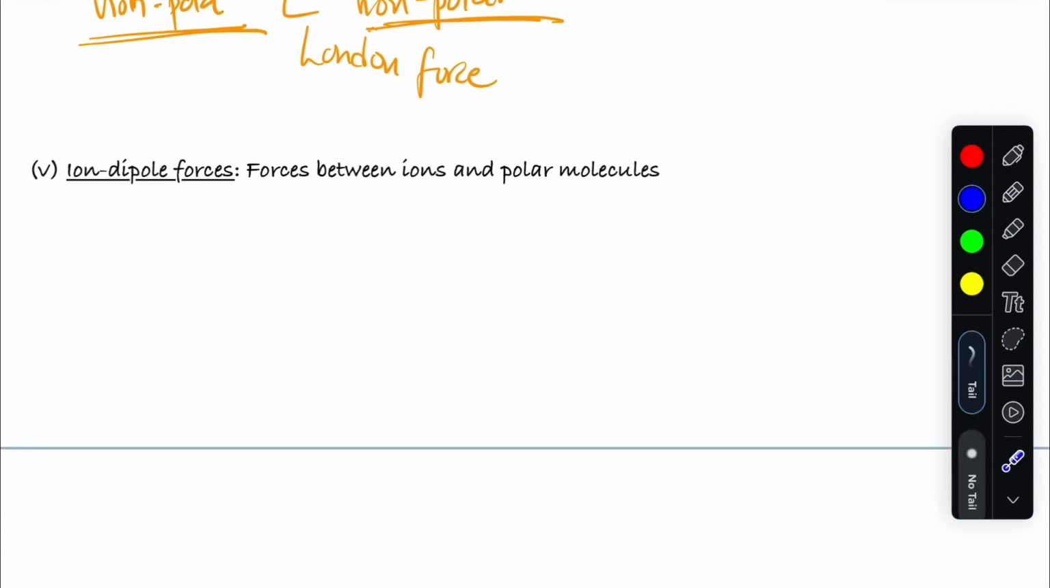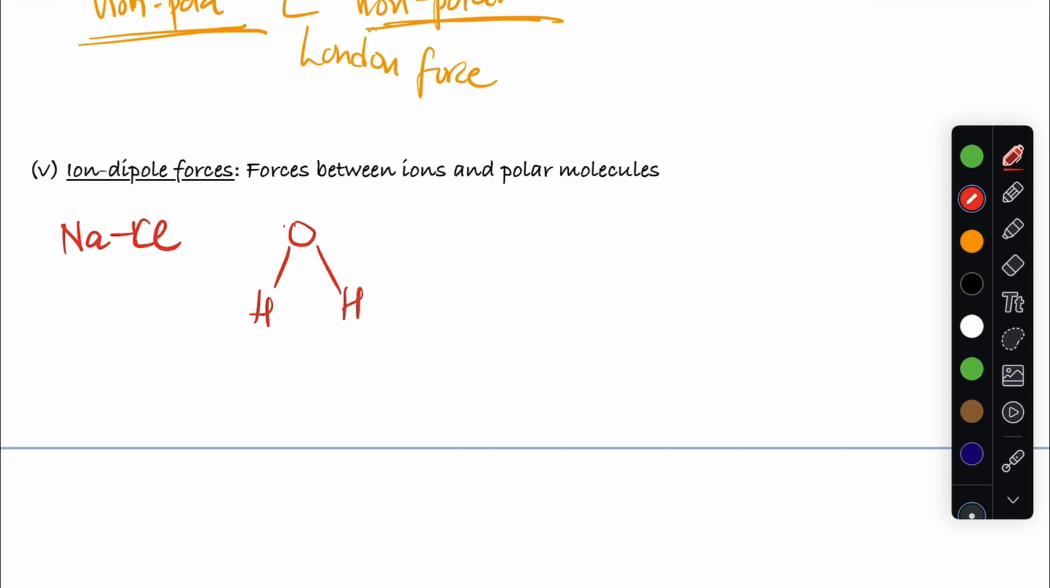Now we have the force that is called the ion dipole force. The ion dipole force is a force between the ion and the polar molecule. Let's say we have sodium chloride in water. So what's going to happen here? If you dissolve the sodium chloride in water, it's going to split into pieces. The chloride ion will stand there, and there will be a sodium ion.